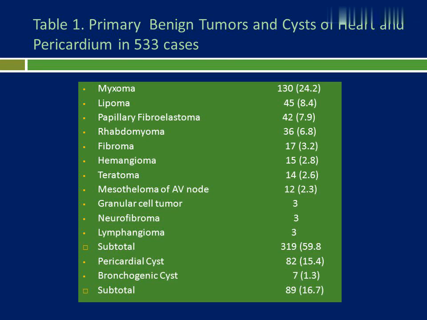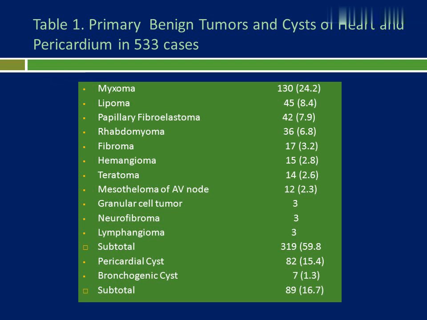Table 1. Primary benign tumors and cysts of heart and pericardium in 533 cases. Myxoma 130, 24.2%. Lipoma 45, 8.4%. Papillary fibroelastoma 42, 7.9%. Rhabdomyoma 36, 6.8%. Fibroma 17, 3.2%. Hemangioma 15, 2.8%. Teratoma 14, 2.6%. Mesothelioma of the AV node 12, 2.3%.